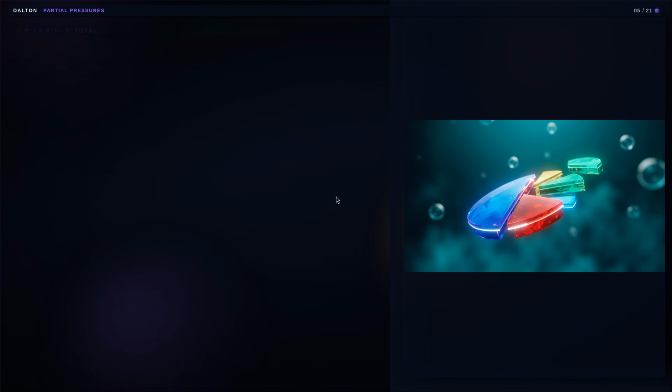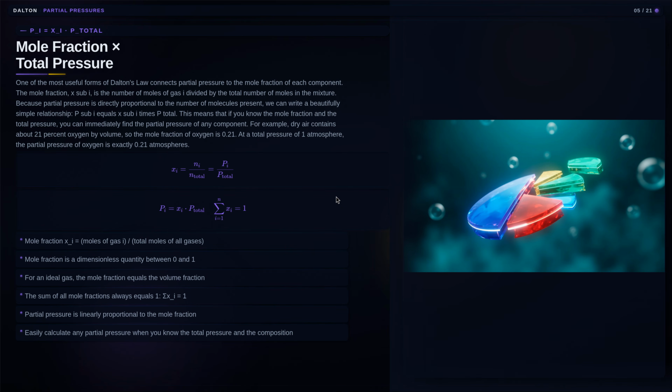One of the most useful forms of Dalton's law connects partial pressure to the mole fraction of each component. The mole fraction, x sub i, is simply the number of moles of gas i divided by the total number of moles in the mixture. Because partial pressure is directly proportional to the number of molecules present, we can write a beautifully simple relationship. P sub i equals x sub i times P total.